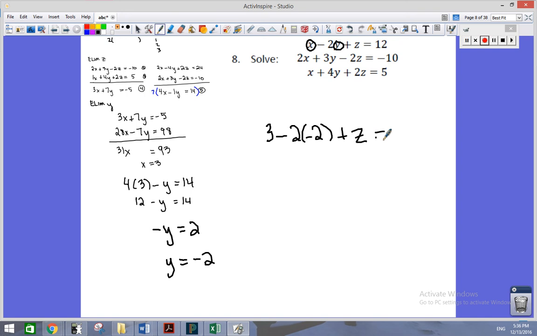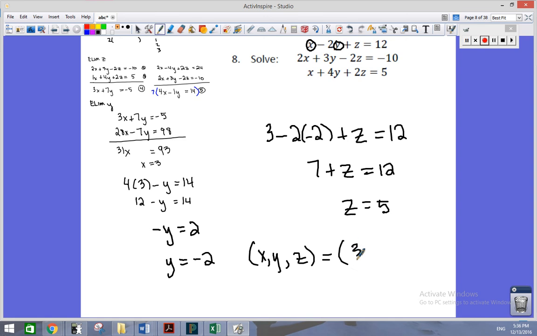And I'm trying to solve for z. So I've got negative 2, negative 2. I've got 3 plus 4. I've got 7. And we know that if I subtract 7 from each side, 12 minus 7 is 5. So I believe that I have my answer. The xyz is equal to 3 comma negative 2 comma positive 5.